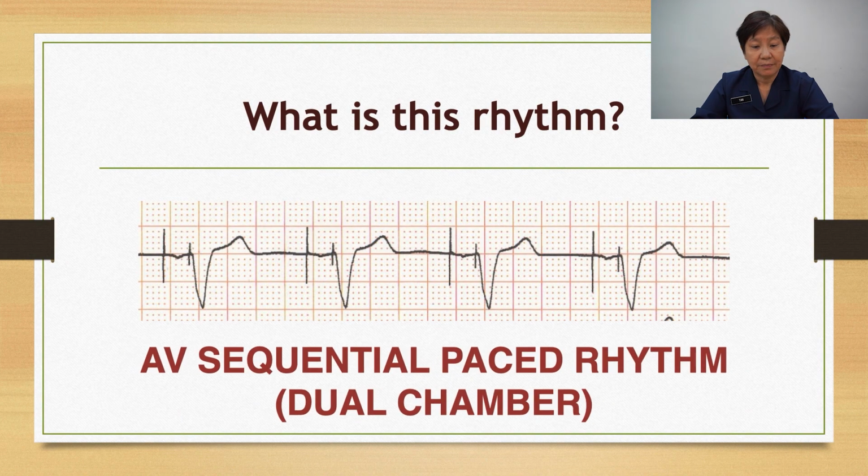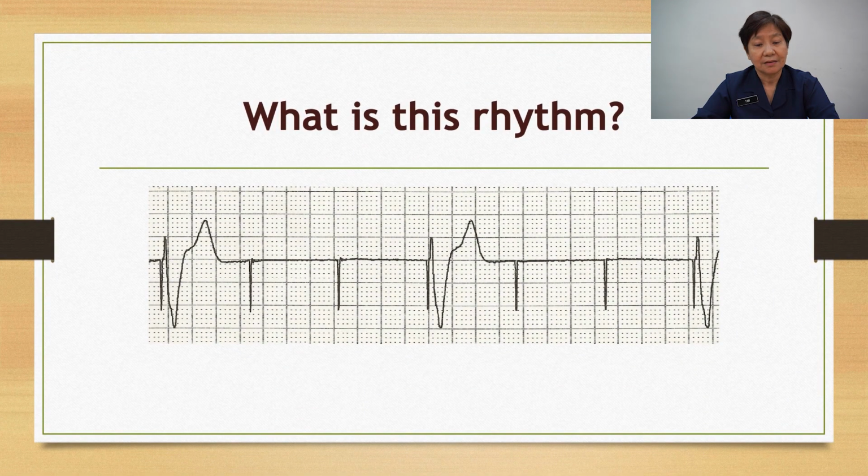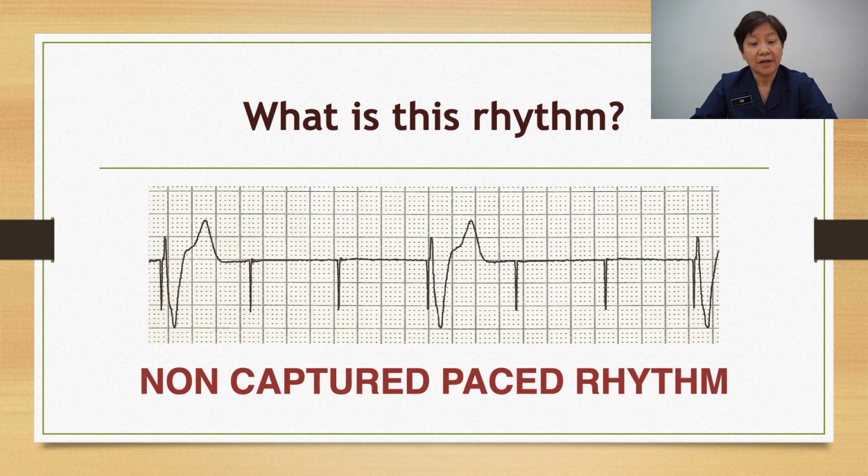Okay. So another pattern of dual chamber. One spike before the P wave, one spike before the QRS. Okay, something is wrong here. You can see a spike, but you don't see any QRS. So this is what we call non-captured paced rhythm. The pacemaker is firing, but it doesn't capture. So there is something wrong with the pacemaker. We need to adjust the leads.